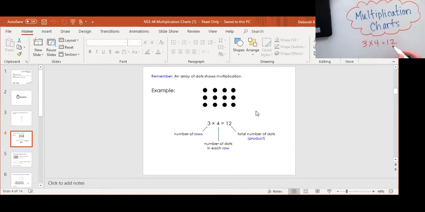And I'd just like you also to remember that the answer to a multiplication question is called the product. So 12 is the product. It's the answer to the multiplication question. If a question asks you for a sum, they're asking you to do addition. And if they ask you for the difference, they are asking you to do subtraction. And if they want you to find out the product of 2 numbers, that means they want you to multiply.